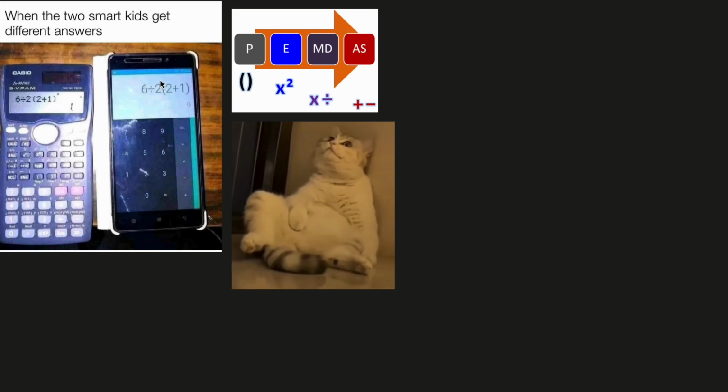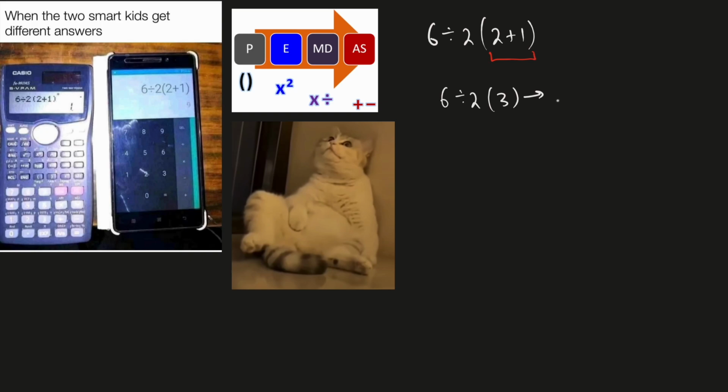When we look at this plugged into a calculator, we have 6 divided by 2, and then parenthesis 2 plus 1 end parenthesis. Now we're going to be using PEMDAS, and so we solve from left to right, and we will be doing our parentheses first. So we would have 6 divided by 2, and then we have our parenthesis, which is 3.